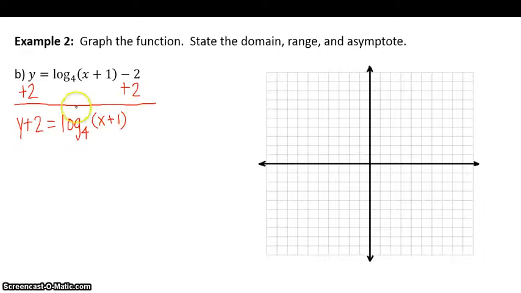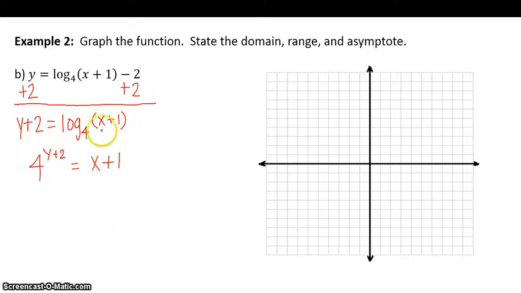Okay. Now that this log is isolated, now I can change it to exponential form. So log base 4 means that 4 is your base. These guys split up, so your exponent is this whole thing, y plus 2. And that's going to equal the log stuff, which is x plus 1.